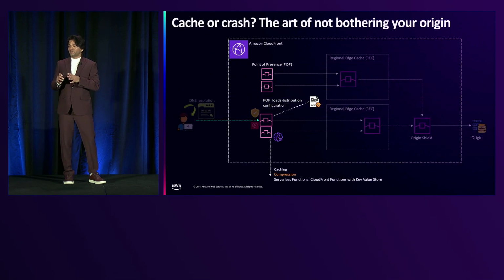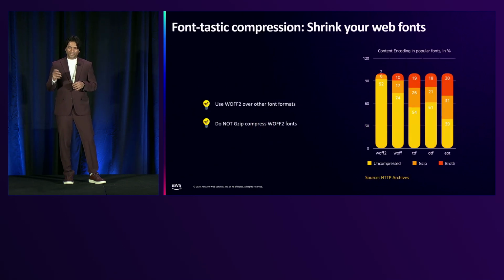With the LCP image preloaded, we've reduced the time to render on the web page. As you've configured compression in your cache policies, it further reduces the size of the objects that are then served downstream. When it comes to compression, I want to talk about fonts for a moment. Fonts can make up a big part of your web page's initial load, so having a compression strategy is key for performance. Here are my 2 quick takeaways on that.